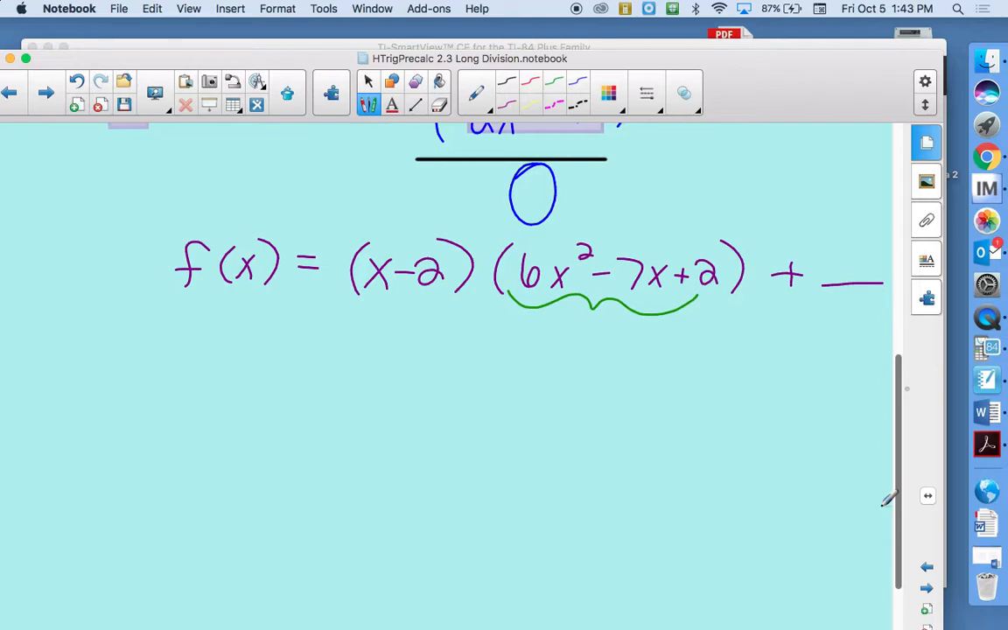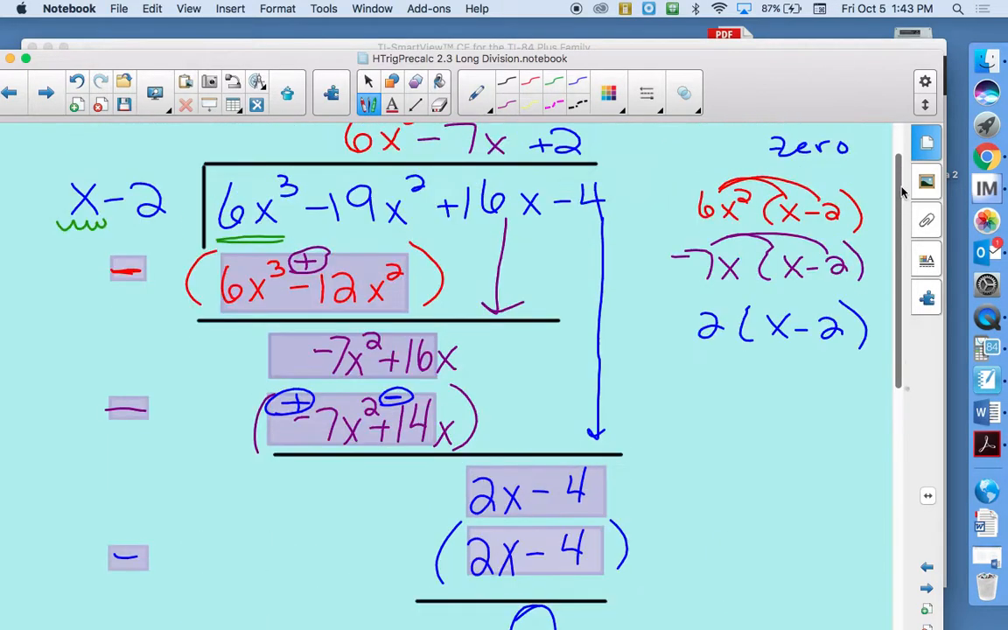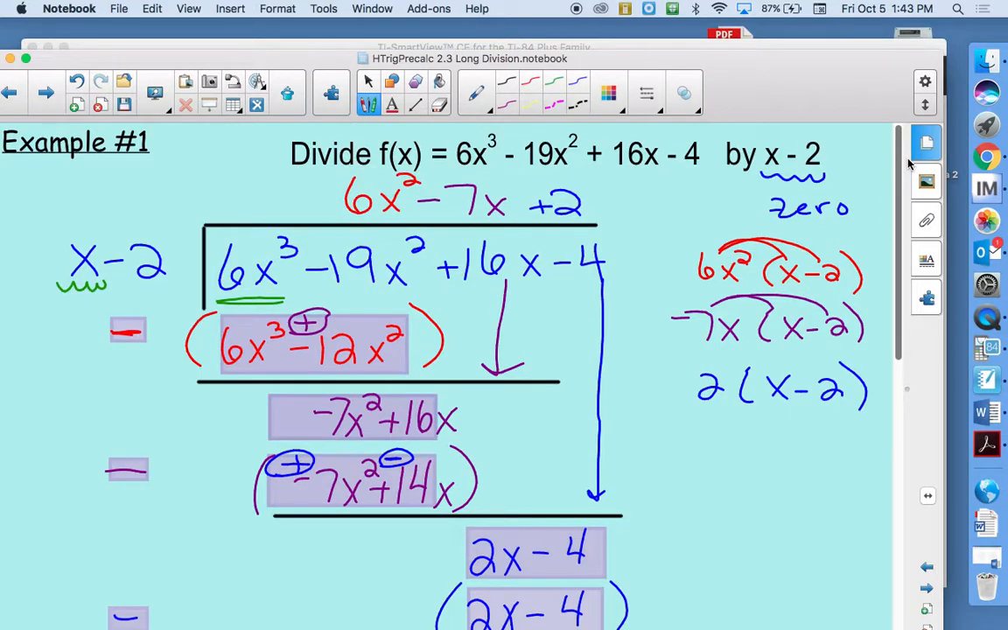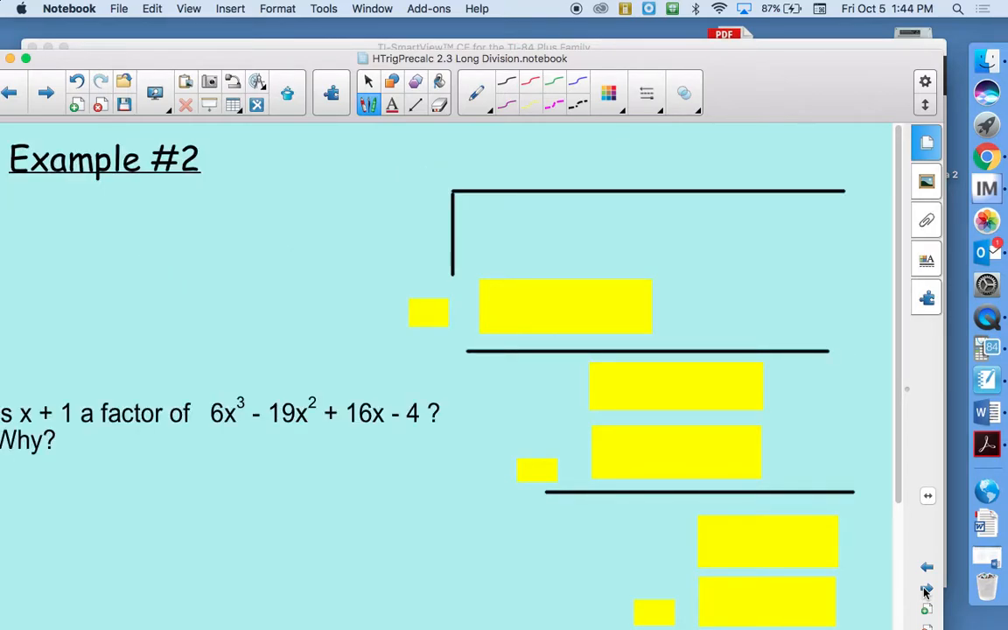Alright, so if you flip the page, we're going to try it a second time with the same exact function. So the goal is to use the same function another time to get you a little more comfortable with the dividing. We're just going to divide with something different. So at the top of your page, it says, is x plus 1 a factor of 6x cubed minus 19x squared plus 16x minus 4? And then it says y or y not.